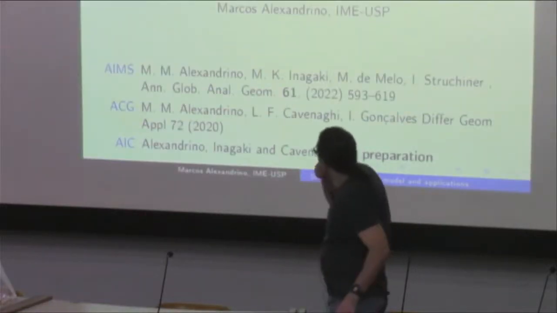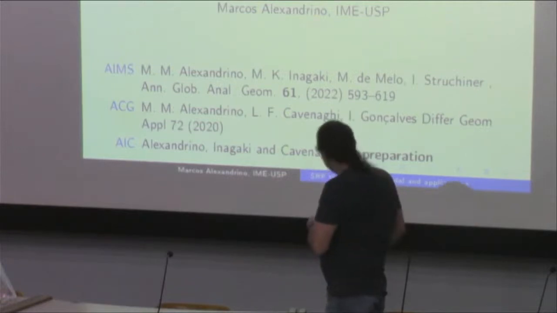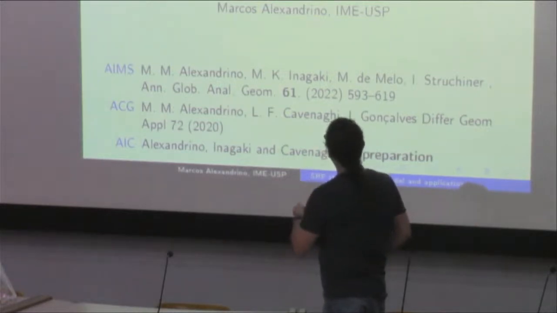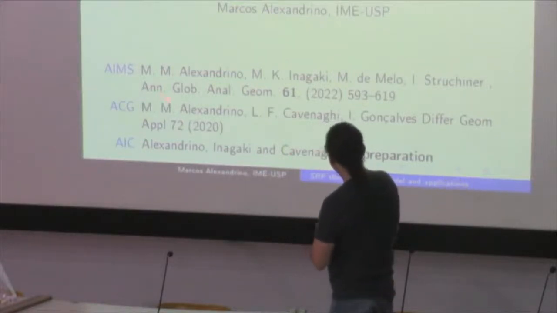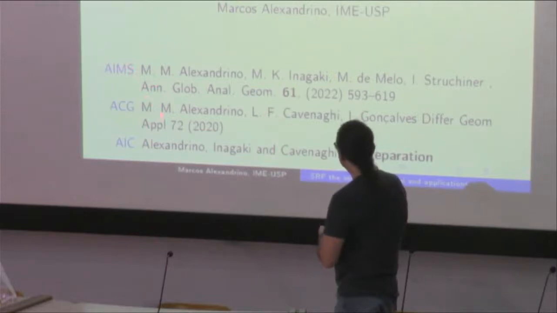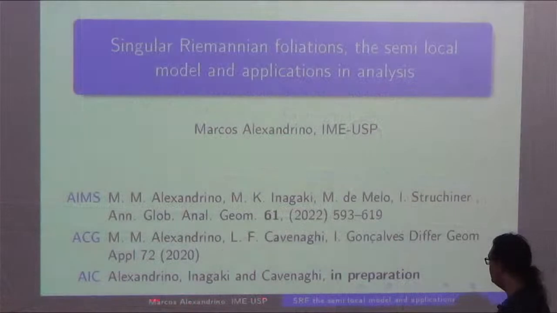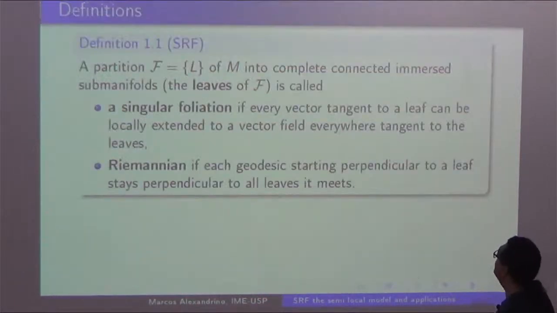So today I would like to talk a little about this topic, more of an overview about singular Riemannian foliations, stressing the so-called semi-local models, and say a few words on applications in analysis. It's based on these two papers with Marcelo, Matheus, Ivan, and other papers with Leonardo, Icaro, and I will say some words about something that we are doing today. So let's start with the definition.